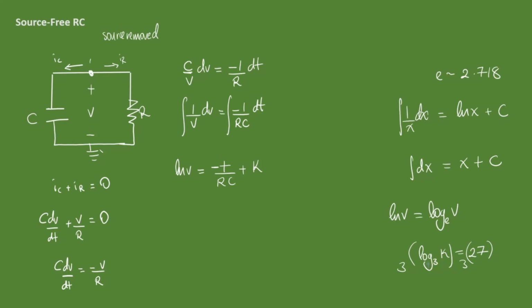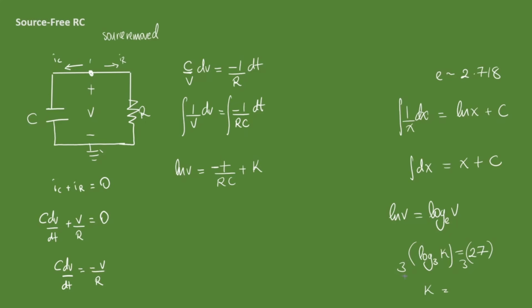So 3 to the log 3 of K is going to give us K, and that's going to be 3 to the power 27. We'd have to solve that. I'm curious, actually. It's a really big number. But you get the idea, hopefully. So that's how we cancel out.